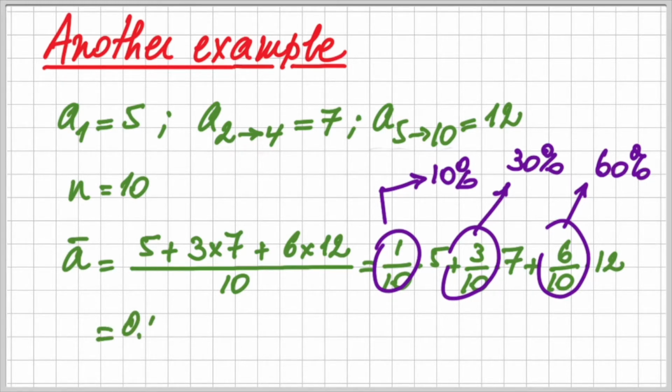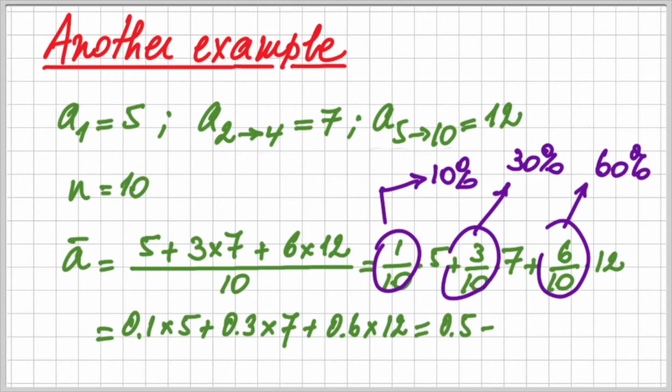And now we can rewrite this equation using the weights of the numbers. So the frequency that a specific number occurs is basically the weight of that number. For 5 we have a weight of 0.1, which is 10%. For 7 we have 0.3, which is 30%. And for 12 we have 0.6, which is 60%.